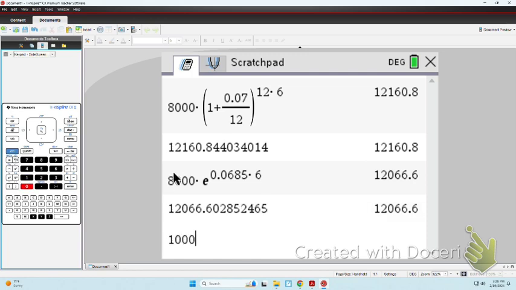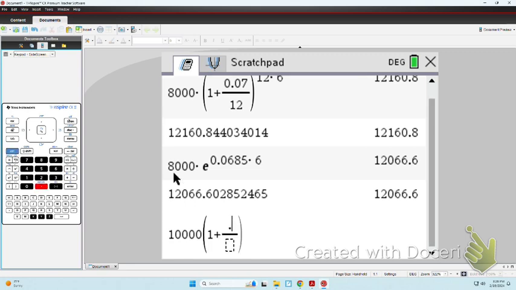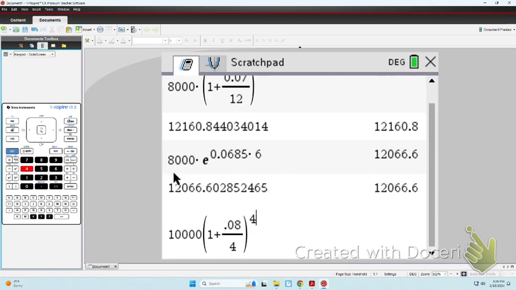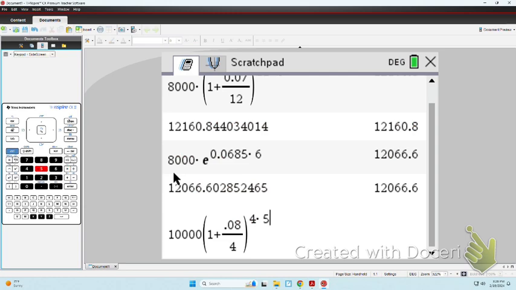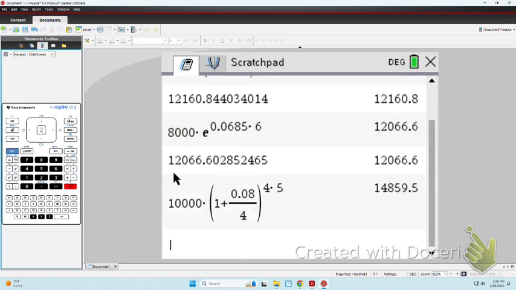10,000 times 1 plus, I need a fraction, 0.08 divided by 4 raised to the 4 times, forgot how many years we're doing, 5 years. 14,859.47.